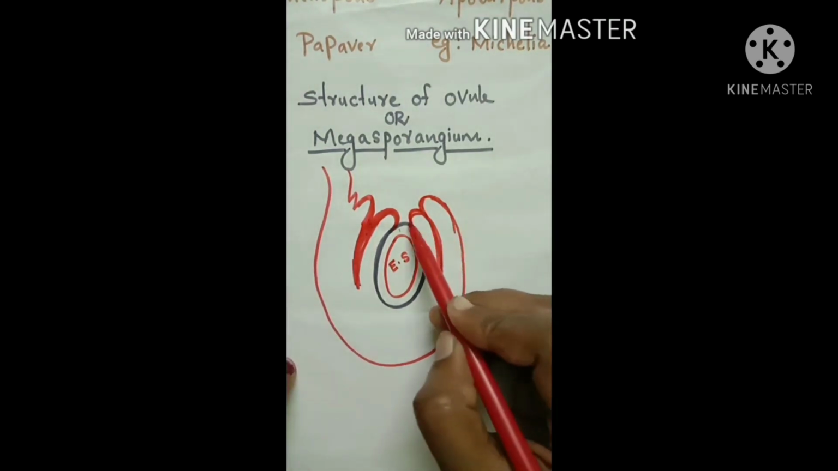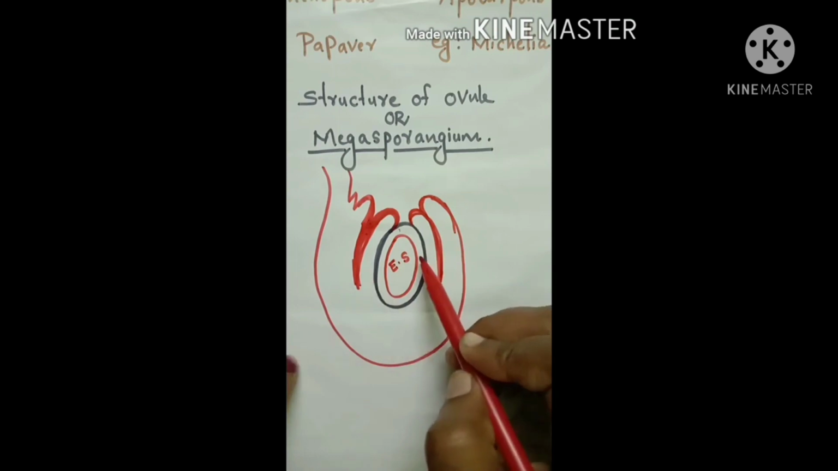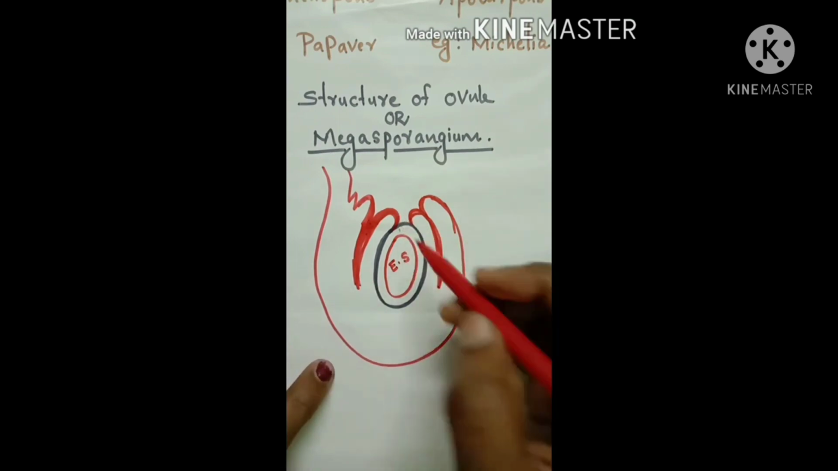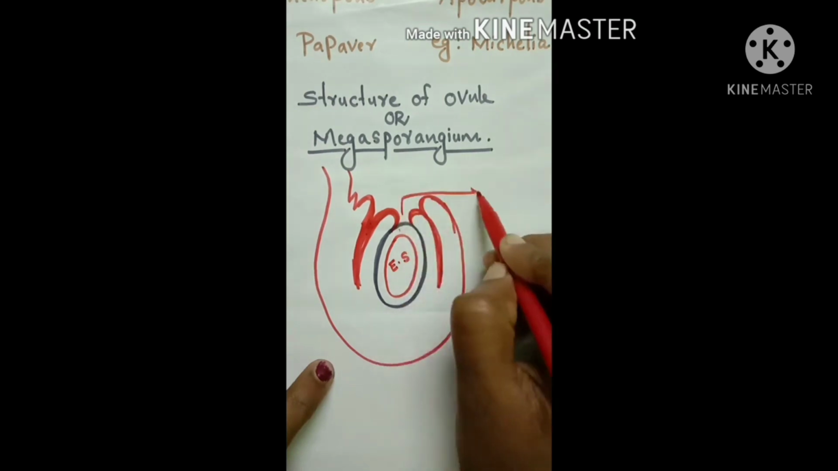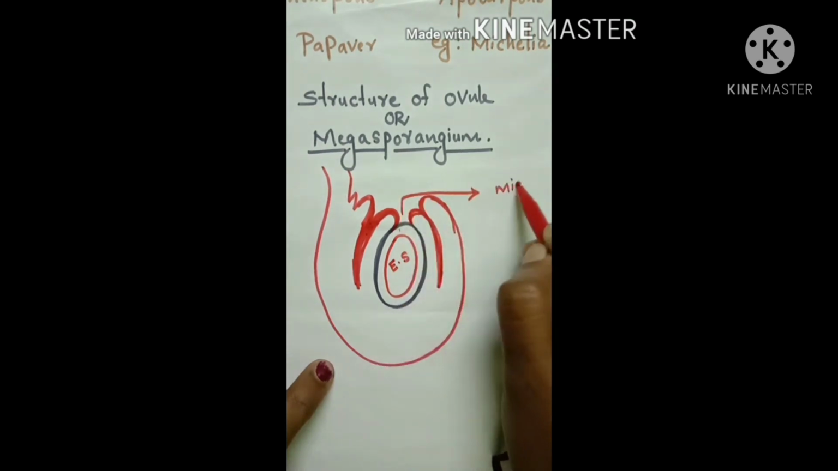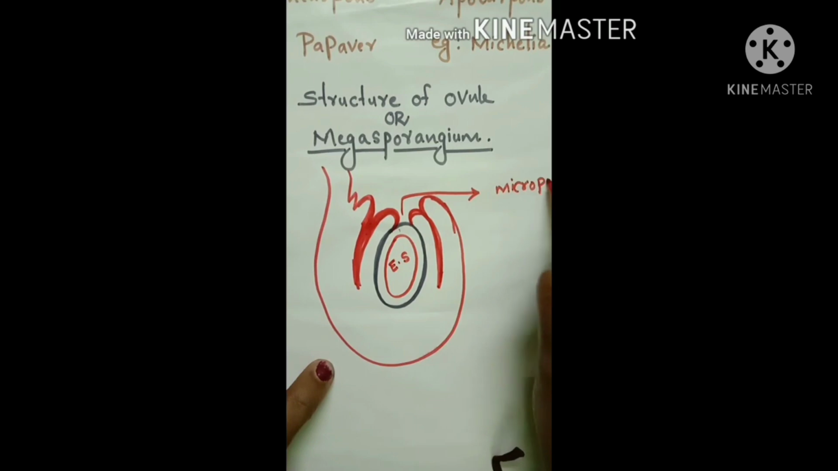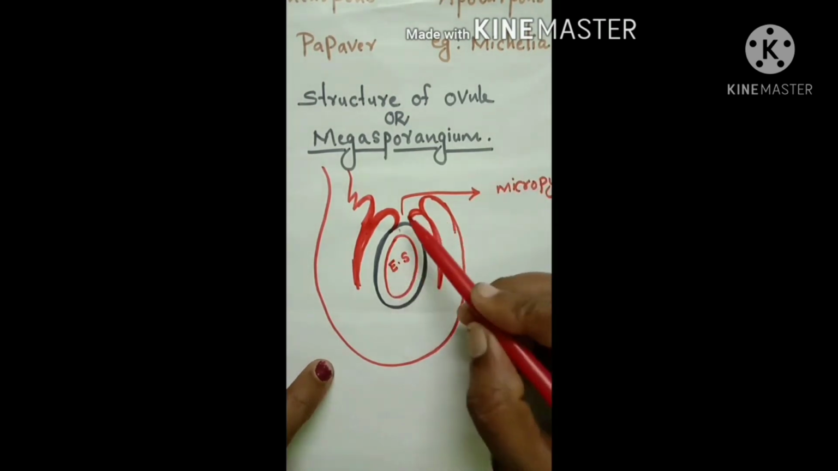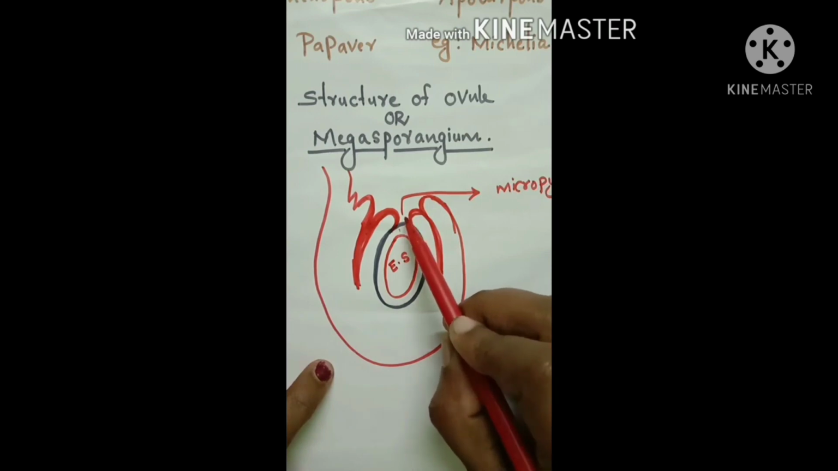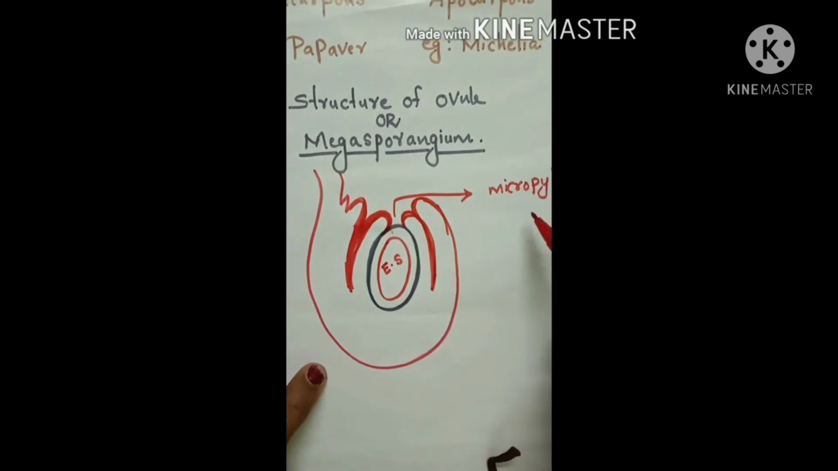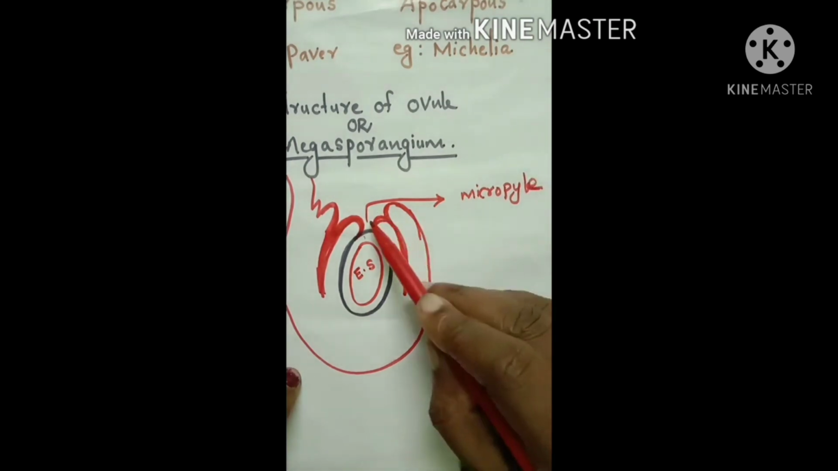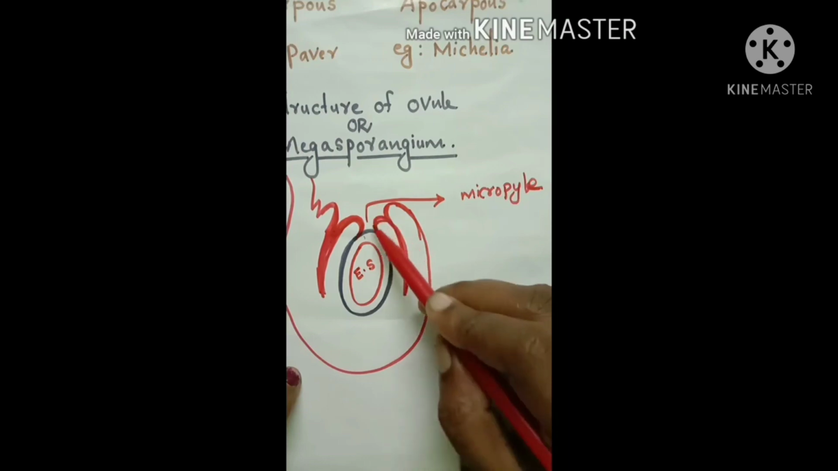Listen, here this integument will encircle this nucellus except at one portion. There we can see a small opening, and that opening is called a micropyle. So integument will encircle the nucellus except at a portion. There we can see a small opening called what? Micropyle. What may be the role of micropyle? This is a small opening, and that is meant for the entry of pollen grains.